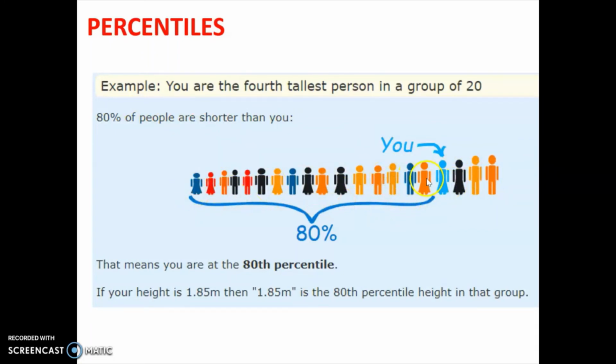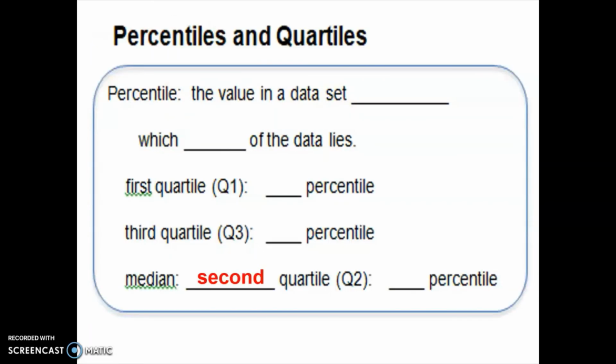80% of people fall below you. That means you are at the 80th percentile. So when I say 80th percentile, it means 80% fall below that place. All right, so if your height is 1.85 meters, then that 1.85 meters is the 80th percentile height for that group. Let's take a look at this applied to what we've been looking at with cumulative frequency curves.